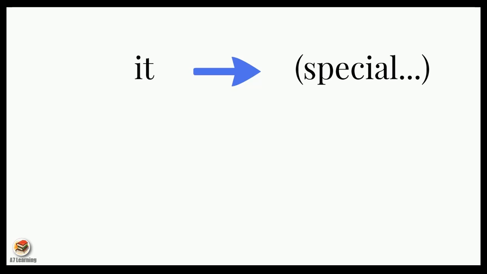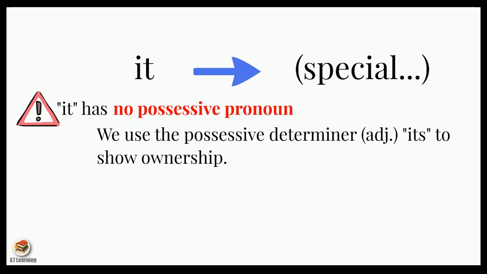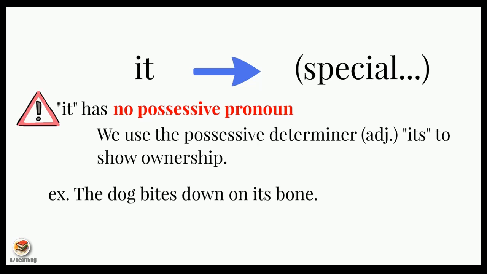It's important to note that it has no possessive pronoun. We use the possessive determiner, which is an adjective, its, to show ownership. For example, the dog bites down on its bone. We also want to make sure that you understand that it's with an apostrophe means it is, which is very different than its without an apostrophe.